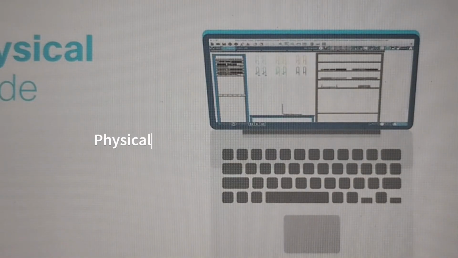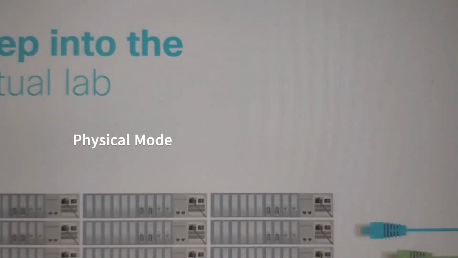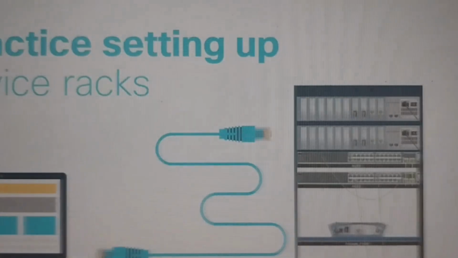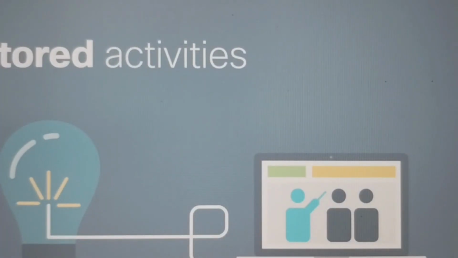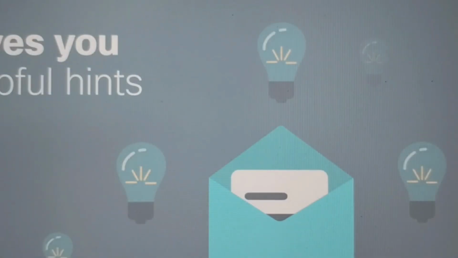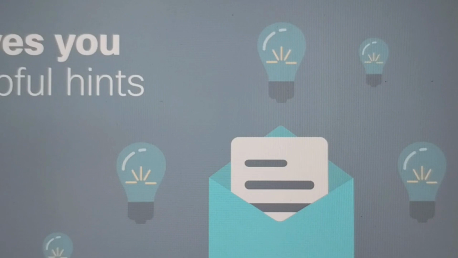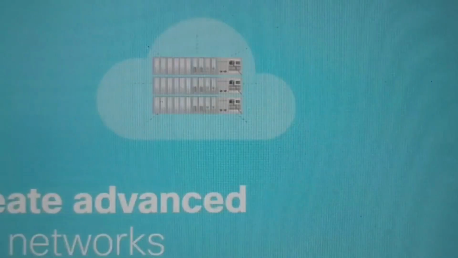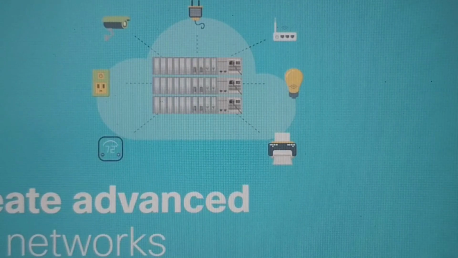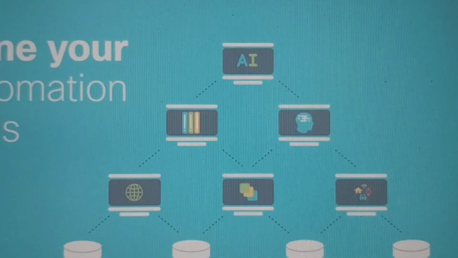After that, physical mode puts you in the virtual lab to see how your logical view translates into physical devices and cables. You'll practice setting up your own device rack and selecting the right cables and ports. Packet Tracer has a built-in intelligent tutor as well to give you hints along the way, but only if you want them. Once you have the hang of it, take your abilities even further by creating advanced networks with IoT devices, integrating Python code, or practicing your network automation skills.